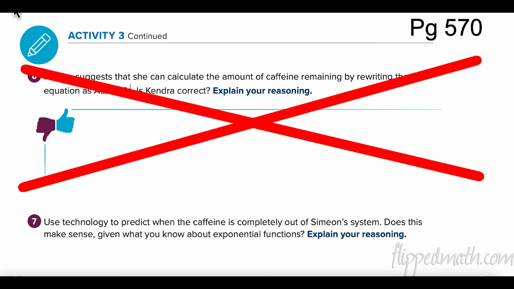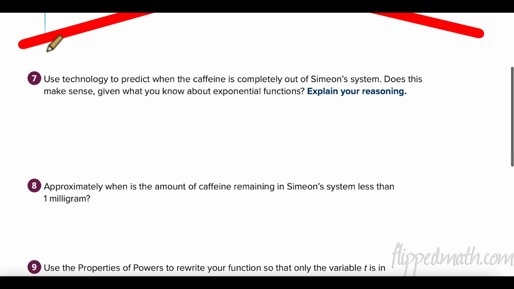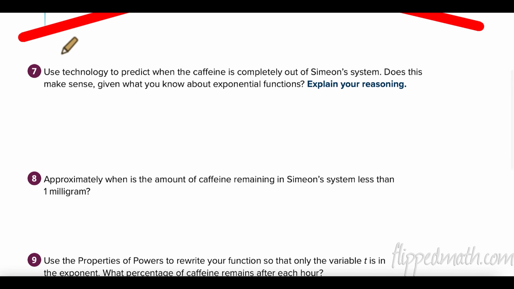So take a look on page 570. All right, we're going to use technology to predict when the caffeine is completely out of the system. All right, does it make sense? So I want you to put the equation into the calculator and look at the table and see how long it's going to take for it to be completely out of the system. So go ahead and pause the video right now.